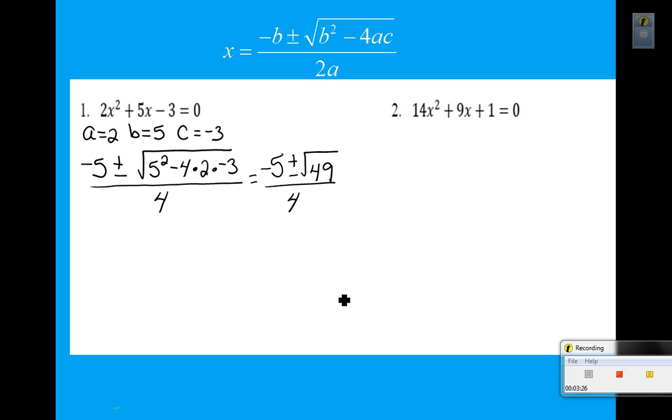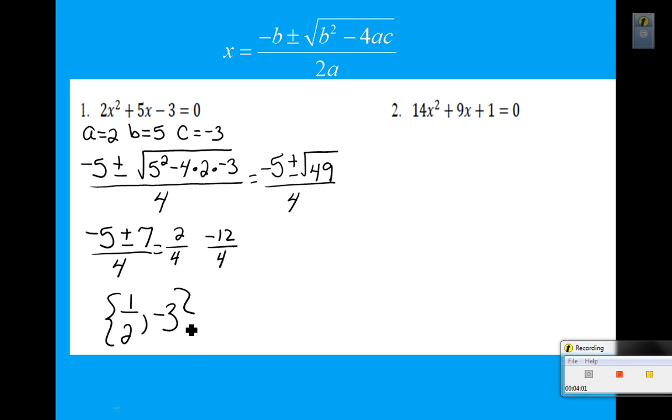Now, the next step is I'm going to write down the opposite of b plus or minus the square root of 49, which is 7, all over 4. These steps will not change. The only thing that's going to change is this number right here. Now to get your 2 answers, I'm going to go negative 5 plus 7 is 2 over 4. So one of my answers is 1/2. The other answer is negative 5 minus 7, negative 12 over 4, which becomes negative 3. Those are your solutions to that.